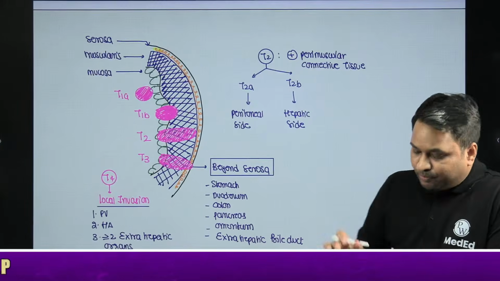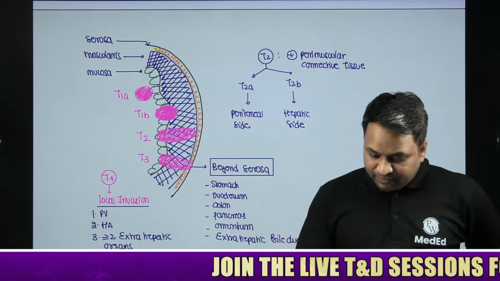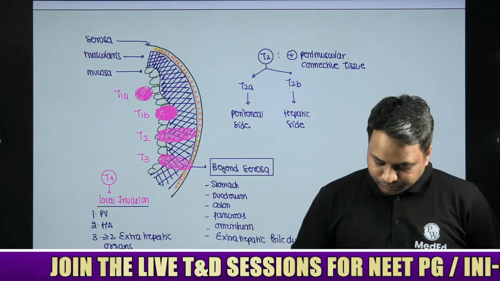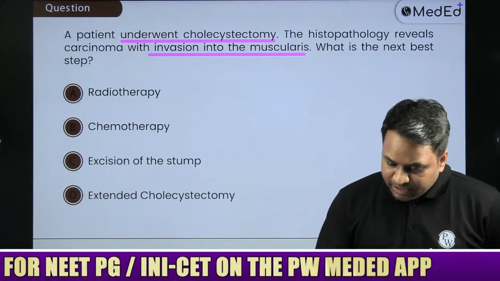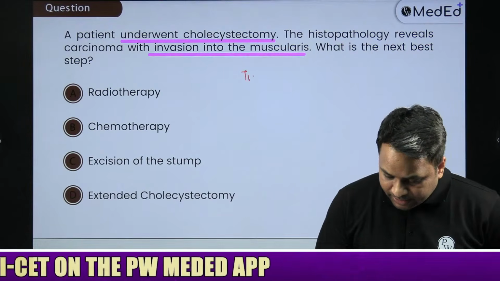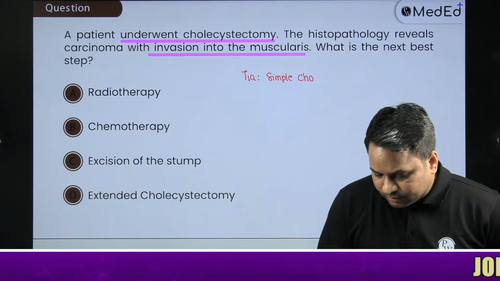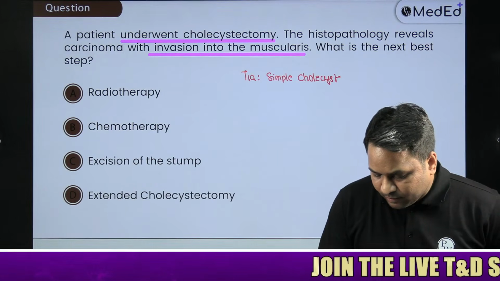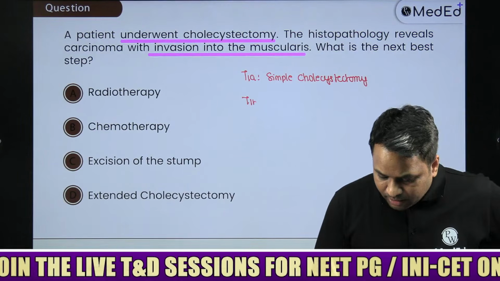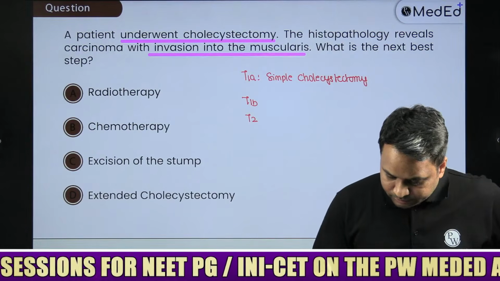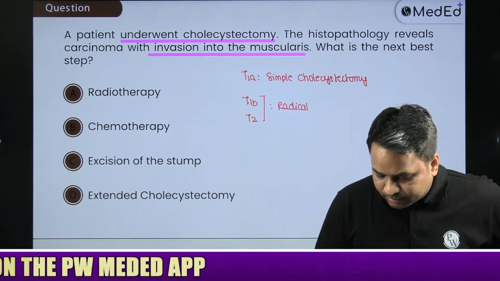Right? So based upon this, you have your treatment protocol. So what is the treatment protocol? We say if a patient presents to you, we'll write the treatment protocol here. If a patient presents to you with T1A disease, we do a simple cholecystectomy. If a patient presents to you with T1B and a T2 disease, here we perform a radical cholecystectomy.